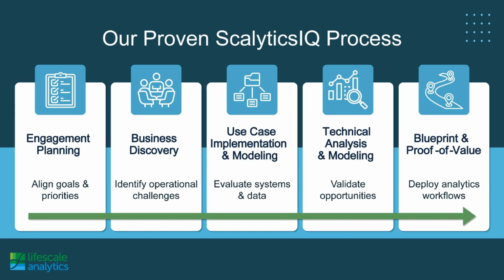The next step is validating opportunities. This means identifying which analytics use cases can deliver measurable value and which data sources are needed to support them. Finally, ScalyticsIQ moves into proof of value and implementation. This is where analytics workflows, data pipelines, dashboards, models, or reporting capabilities are deployed to support real operational decisions. Why this process matters is that successful manufacturing analytics requires more than technology. It requires alignment between people, processes, data, and operational goals.